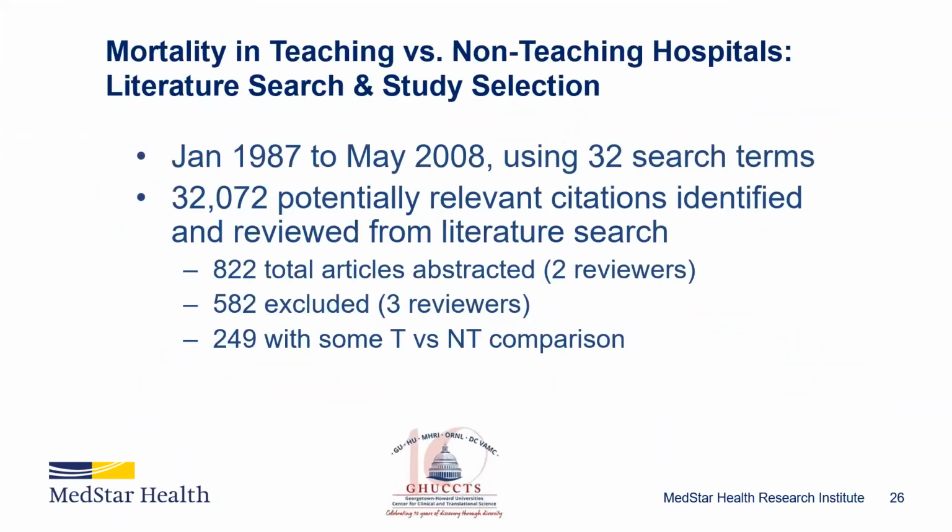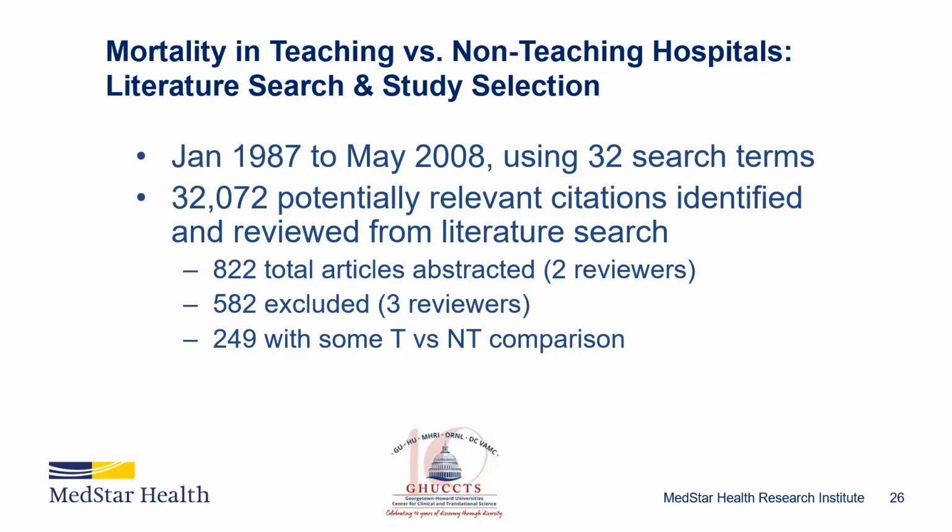Okay, so then the second one that I want to focus on is a study that looked at mortality in teaching versus non-teaching hospitals. And so I wanted to show you the literature search statistics here, that we used 32 search terms, which is a lot. And so there turned out to be over 32,000 potentially relevant citations identified. So this is a huge number.